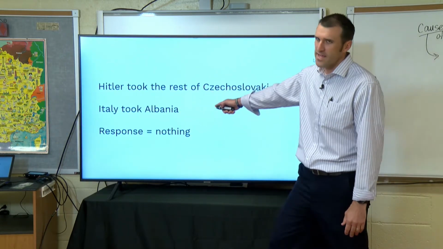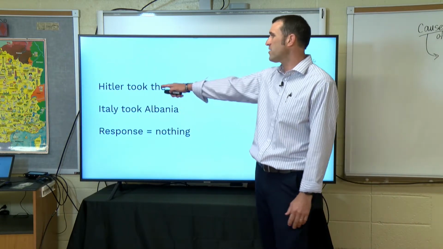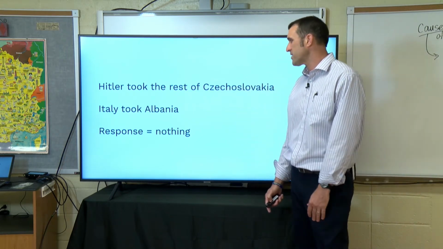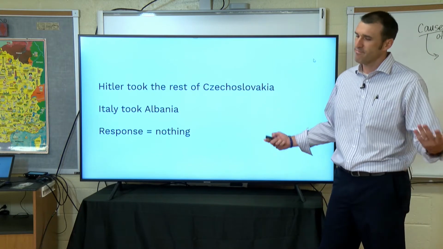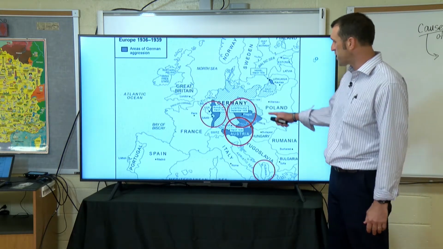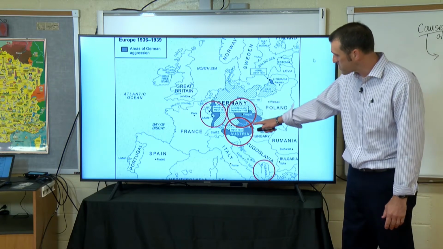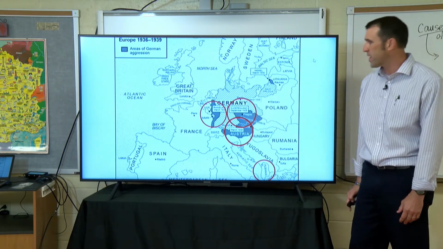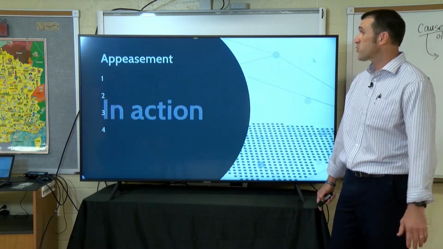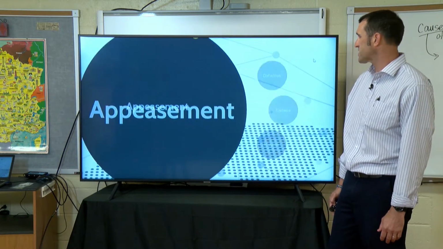Well, if you give an inch, they're going to take a mile. Hitler took the rest of Czechoslovakia. Italy took Albania. And the response? Nothing. And what we see is appeasement didn't work. They took the rest of Czechoslovakia. Italy took Albania. So that's what appeasement looked like in action.